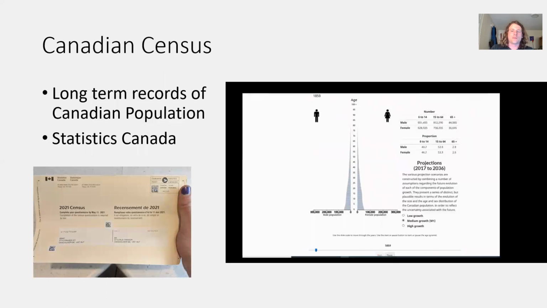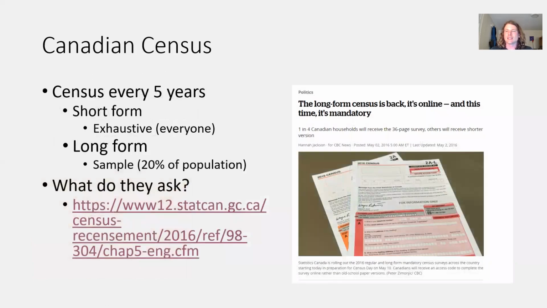So the census in Canada happens every 5 years. And there's a short form, which is exhaustive. That is, they ask everyone to fill that out, or at least one member of every household. So I live in a household with 2 roommates, and we got one form, and I filled it out for the 3 of us. The goal of that is to get a count of every person in the country. They ask a small number of questions, like your age and what languages you speak.